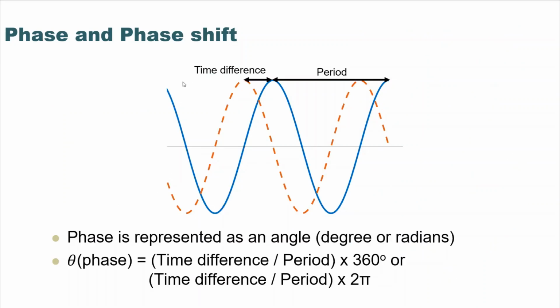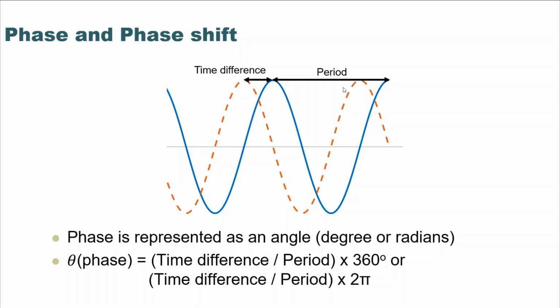To calculate the phase and phase shift, we need to first know the time difference between these two signals and the period of those two signals. The time difference is between the identical points of these two signals. For example, for these two peaks, the time difference is between these two points.